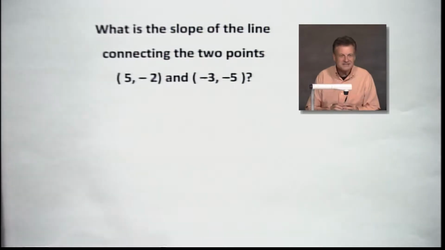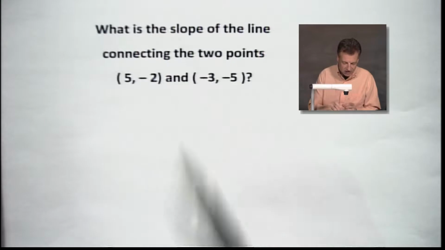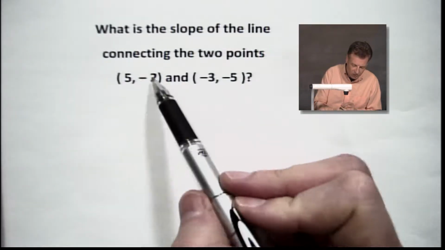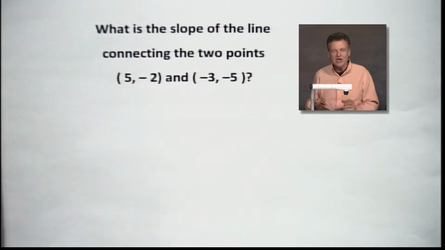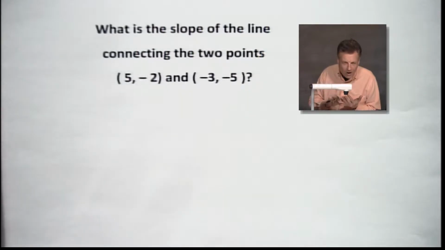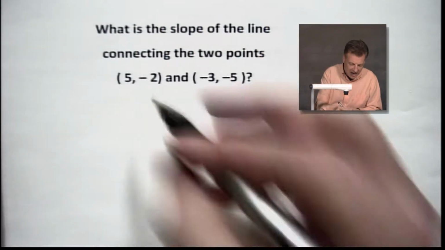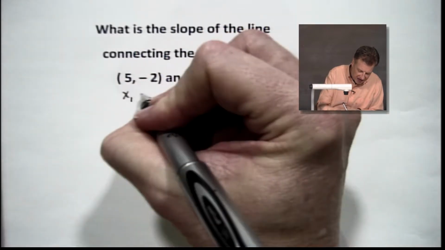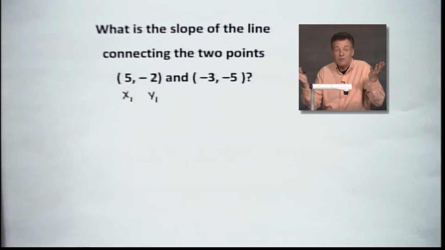Here's what she said. What is the slope of the line connecting the 2 points? And here are the points. By the way, these are X and Y, and this is another X and Y. So when we name points on a graph, we use two coordinates, the X and the Y. We'll call this our first X and first Y, just because it's the first point.